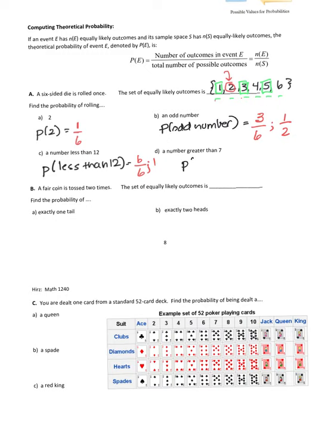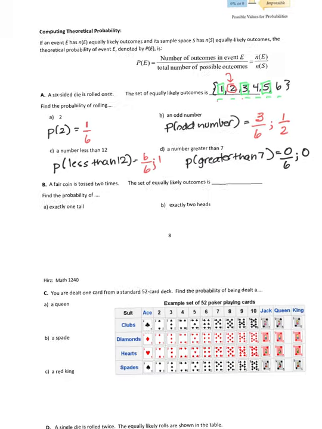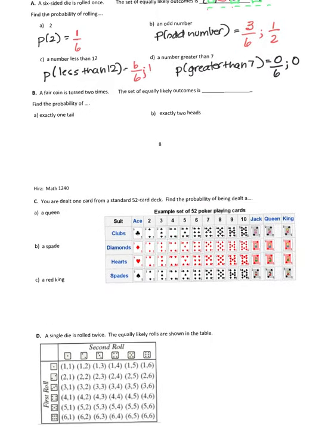Compare that to the probability of rolling a number greater than 7. Well, our only choices are 1 through 6. So the likelihood of rolling anything greater than 7 is 0 out of the total, which is 0 out of 6, and that probability is 0. It's impossible. We are guaranteed that nothing will be greater than 7. Alrighty, good job. Keep going.